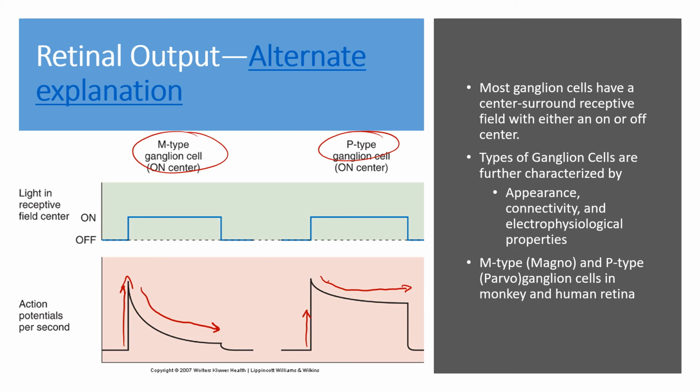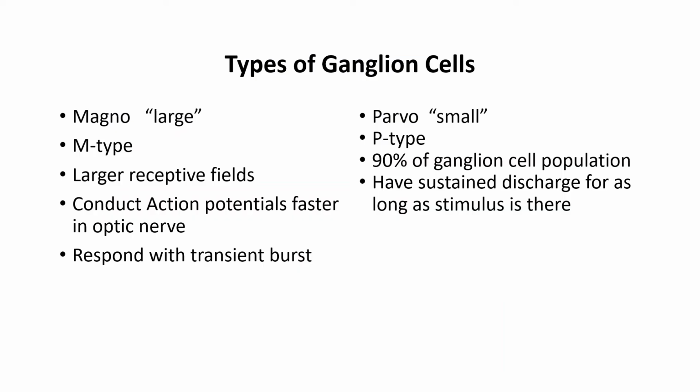And the next slide is going to talk about some of the benefits of all of those things. So in those magnocellular large M-type cells, they're going to have larger receptive fields. Okay, they're going to be large cells with large receptive fields. I mean, they're going to respond to light from all sorts of different locations. They're also going to conduct action potentials faster than the parvocellular cells. And they're going to respond to that transient burst.